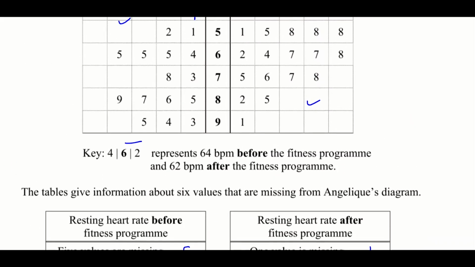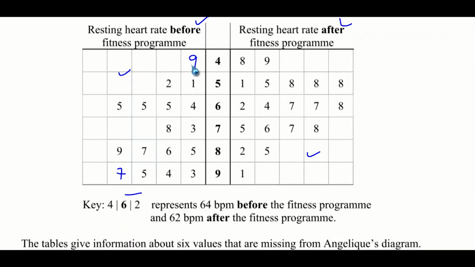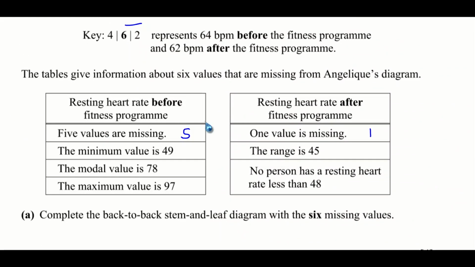If the maximum number is 97, then 97 should be here. So we have 2 numbers already, and we are left with 3. So 78 should appear 4 times. We already have 1 here, 78. So it will be 78, 78, and 78. So 78 appears 4 times now, which is more than 65. So 78 is the modal value, and we have all the 5 missing numbers. Okay, good. Here 1 number is missing.